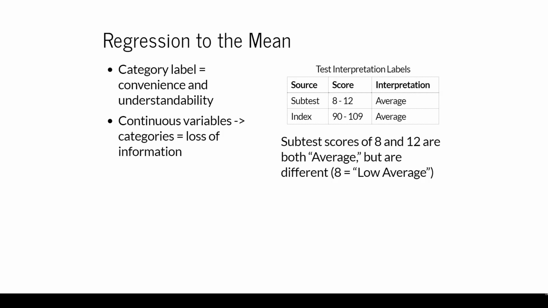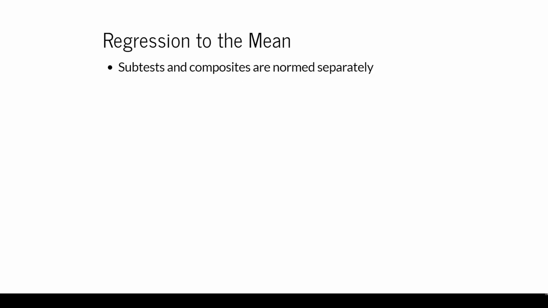It's kind of like looking at the day as either a cold day or a hot day. If it's above freezing, that might be considered a hot day, but that's a lot different than a 100-degree plus day. So we use those categories to help us, but there are some limitations. The other thing to know about regression to the mean is that subtests and composite indexes are normed separately, so we calculate the scores separately.